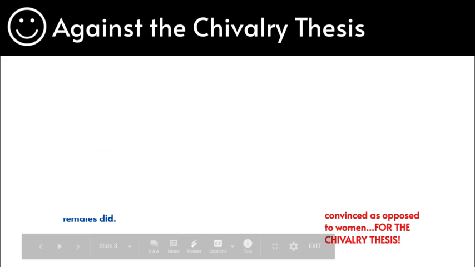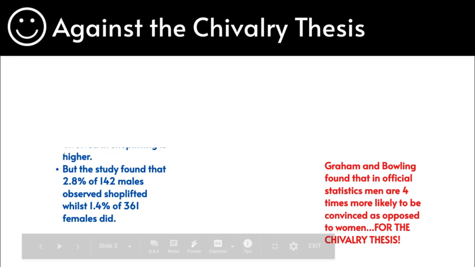We've talked about the arguments for the chivalry thesis and why it actually worked. But now we have to look at the against side, because remember, you can get an evaluation question on this. Against the chivalry thesis, there are various different arguments, and I'll be looking at these within this slide.